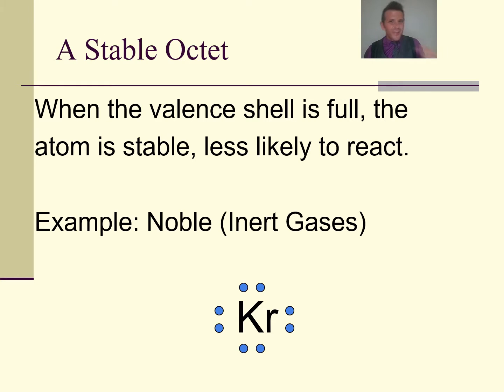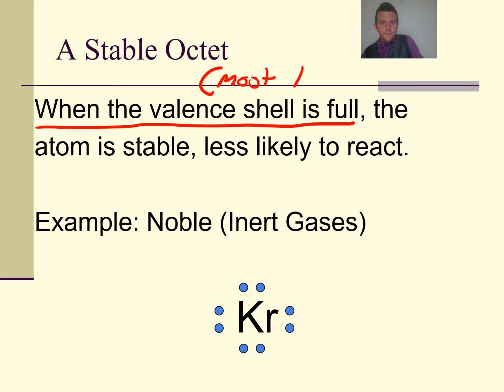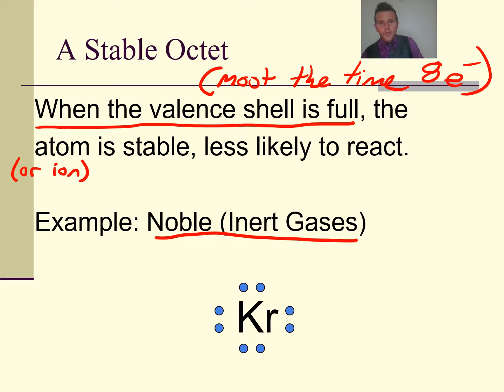Stable octet, I told you I'd teach you about it. Here it comes. Okay, so this is when the valence shell is full. And most of the time, that means we've got 8 electrons. When the valence shell is full, the atom or ion is stable and it's going to be much less likely to react. The examples are going to be noble gases.